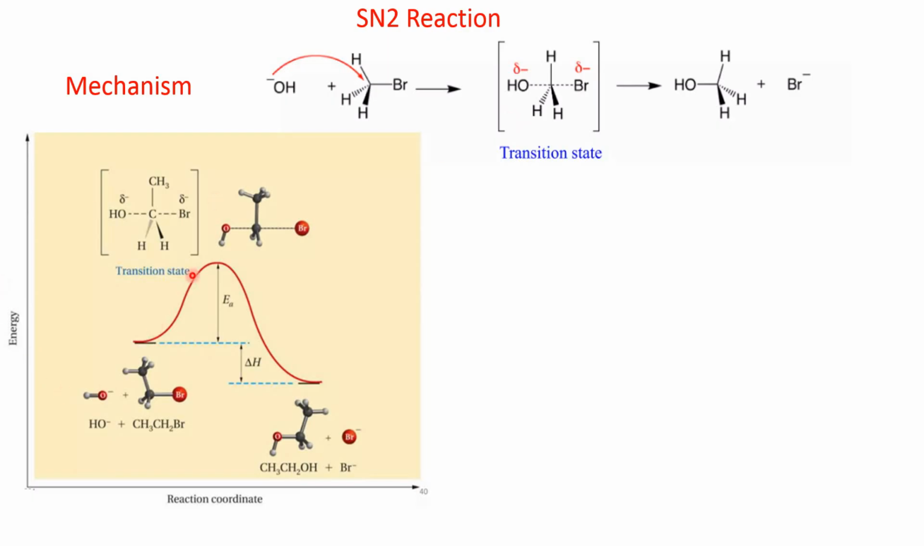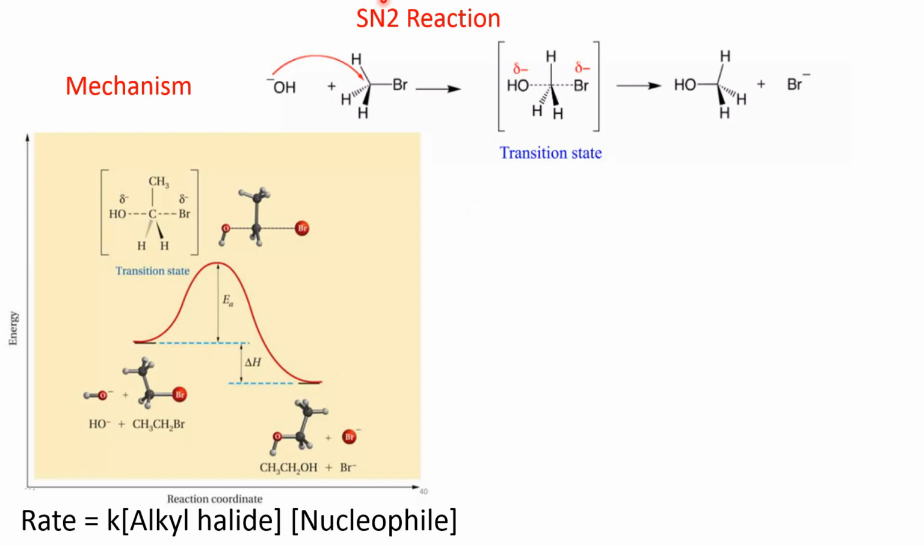And this is the energy diagram. From these reactants, this is the transition state, this is the activation energy, and from the transition state directly you will get the product. Now, as both the substrate as well as the nucleophile or base are involved in the rate determining step, the rate will be equal to k times the concentration of alkyl halide, here the substrate is alkyl halide, and also the concentration of the nucleophile.